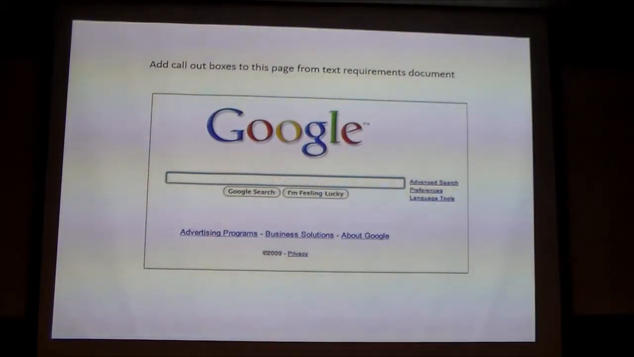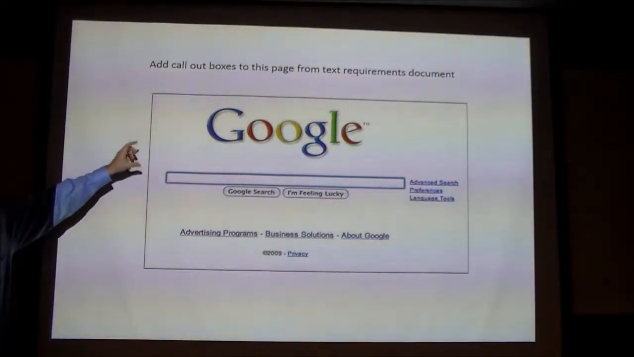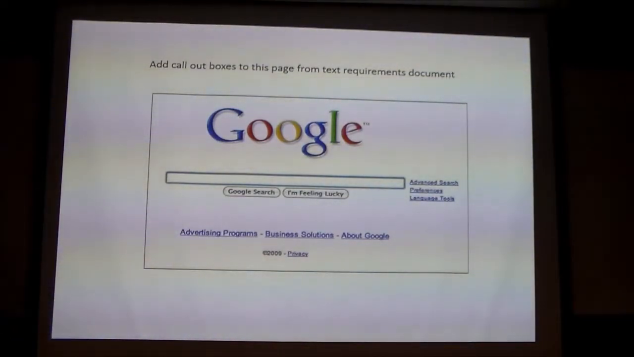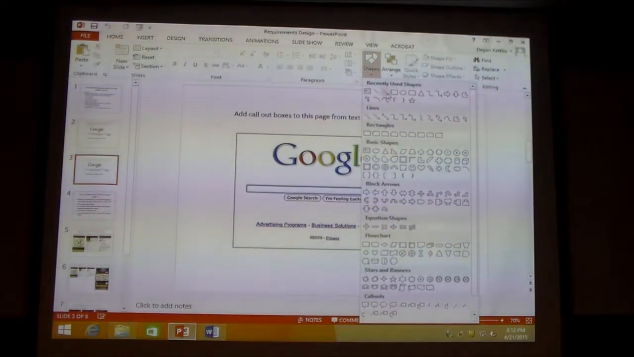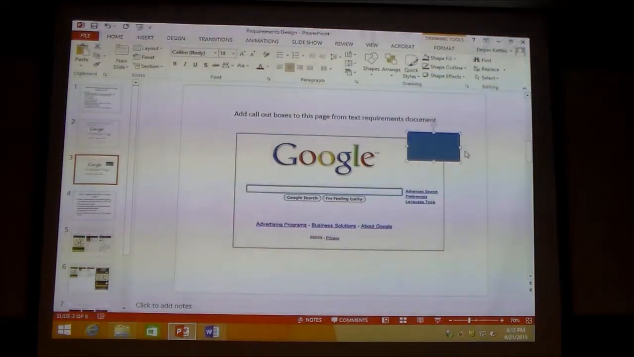So imagine that I had actually mocked this thing up myself. I just took a screenshot here. But imagine if I put all this stuff on here using shapes within PowerPoint. If I were not using that document, another alternative I could have is to insert callout boxes. Right here we have shapes, and I will select a box here, a rectangle. This is one way to handle it. I will draw this on the page, and I will standardize in my documentation on one way of doing this.